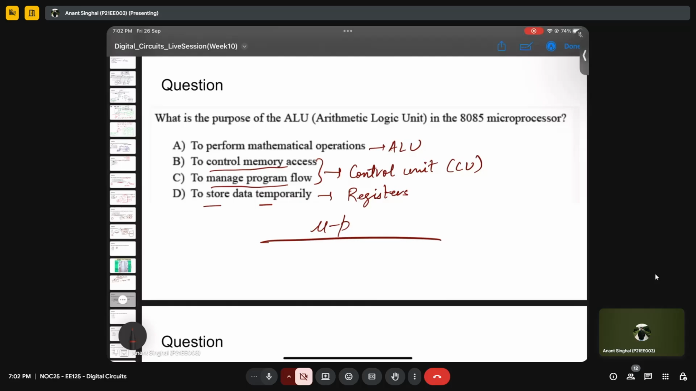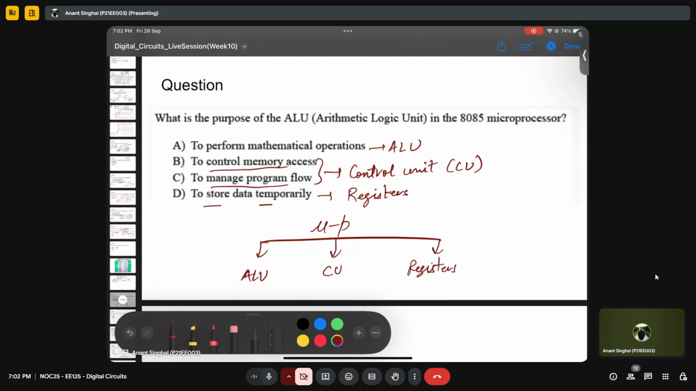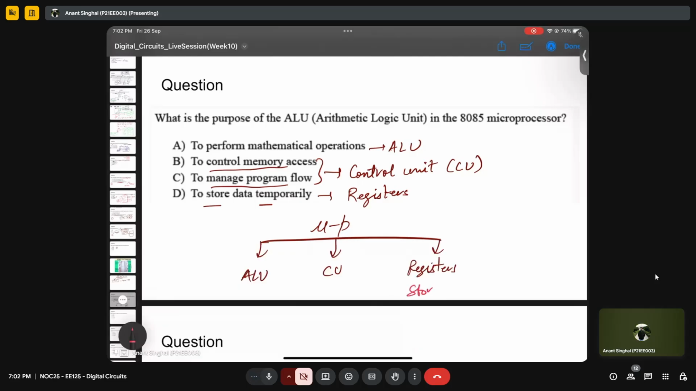So this is for storage. Sorry, this is for controlling the memory access or the flow. So I'll write the flow. And this is for mathematical operations, or it's mathematical as well as logical. I hope this is very easy and clear. So option A is the correct answer to this.